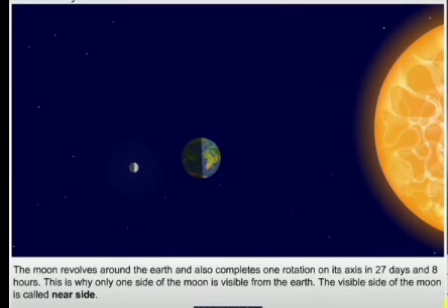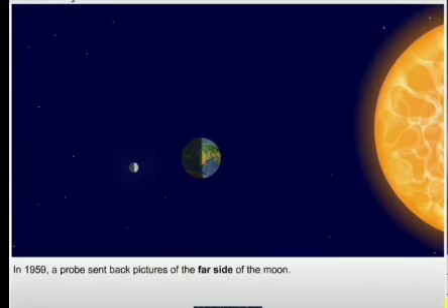The Moon revolves around the Earth and also completes one rotation on its axis in 27 days and 8 hours. This is why only one side of the Moon is visible from the Earth. The visible side of the Moon is called near side. In 1959, a probe sent back pictures of the far side of the Moon.